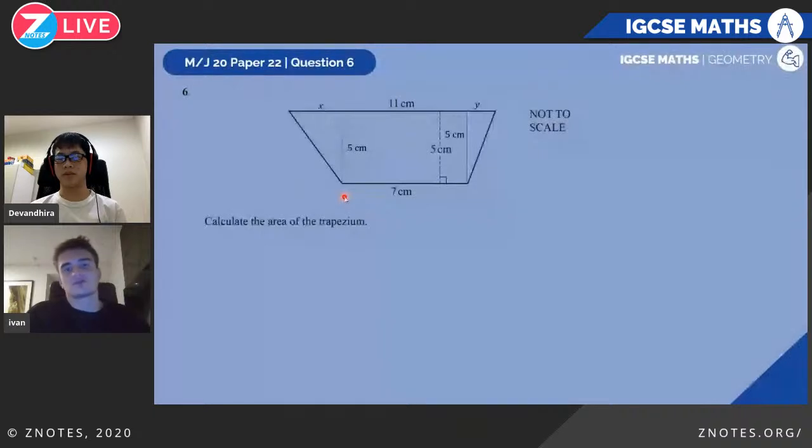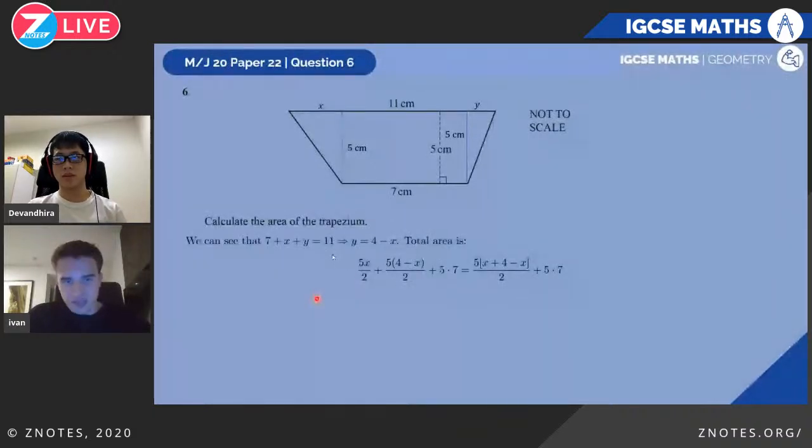So we have to just use some information first. Because it's a rectangle, this side's 7 here, and because the total side is 11, we have 7 plus x plus y is 11. So y equals 4 minus x. And then we have to find the total area. So it's base times height on 2 for these triangles, and it's just base times height for the rectangle. So base times height would be 5 times 7.